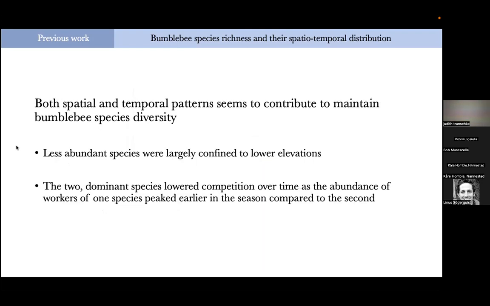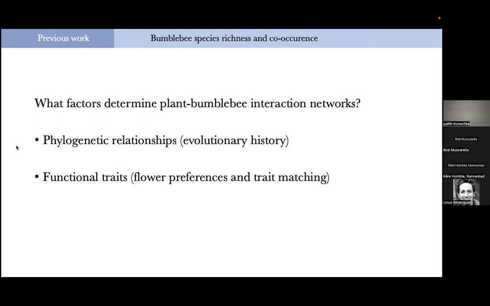But in conclusion, we can say that both spatial and temporal patterns somehow can separate these different bumblebee species in their niches, and so they can stably coexist. The general patterns are that less abundant bee species were largely confined to lower elevations, and the 2 dominant species could lower their competition a little bit by one occurring a little earlier in the season, and one peaking a little later in the season. But we're going to talk about these 2 more a little bit later on as well.